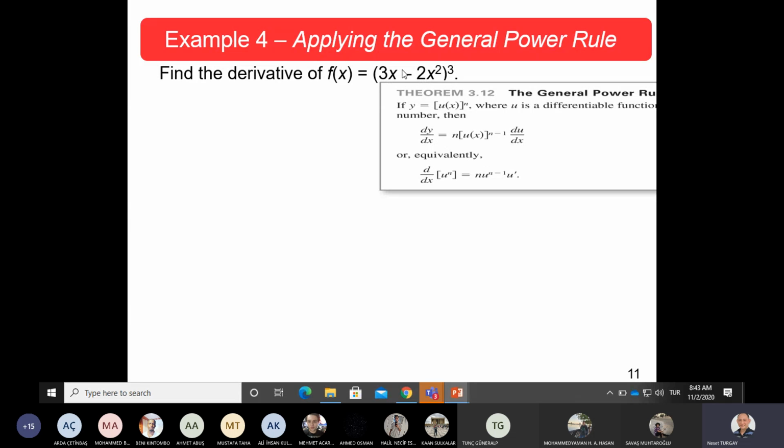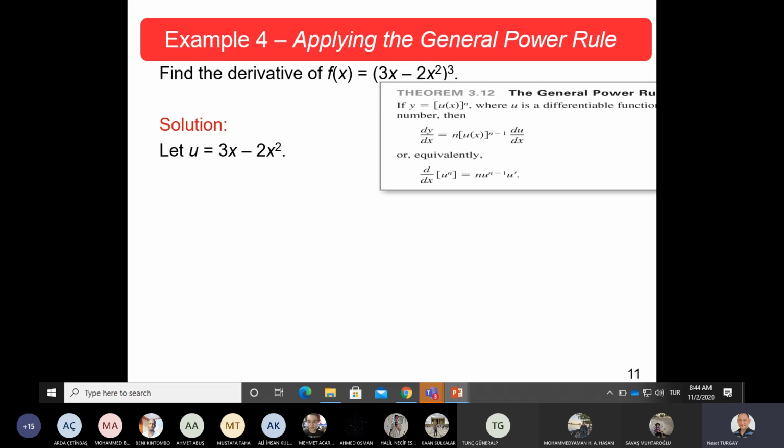Now, what you are doing, you actually have an outside and an inside function here. The outside function is taking the cube. Whatever you have, you take the cube. So the inside function is this one. For this inside function, you say u. Okay? So then this turns to what? y equals u to the power 3, where u is this guy. And then you apply this rule.